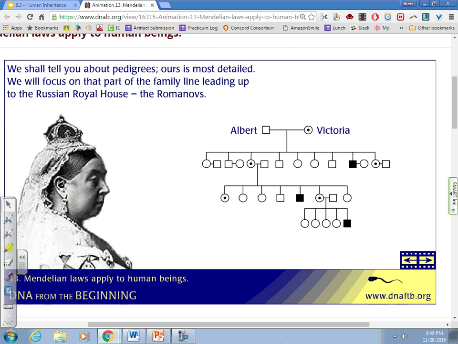Ours is most detailed. We will focus on that part of the family leading up to the Russian royal house, the Romanovs. Wait, didn't you say England? Yes. Most of Europe's kings and queens and royal families were very closely related. So here's Victoria. This little dot means that she is a carrier for hemophilia.